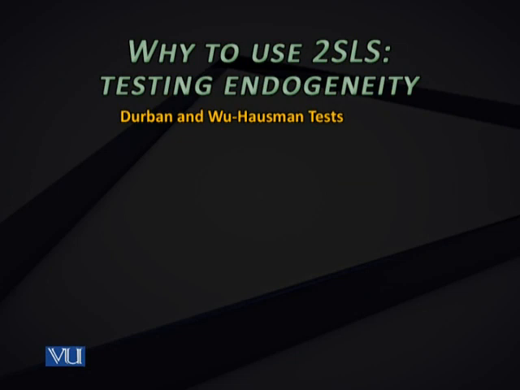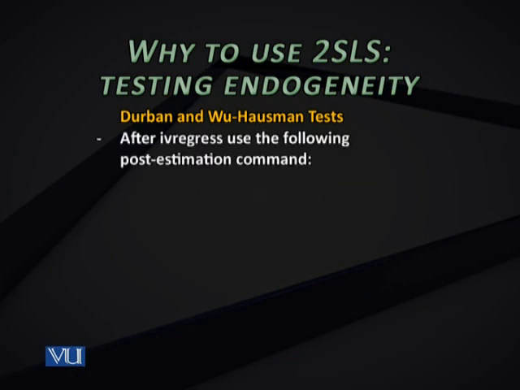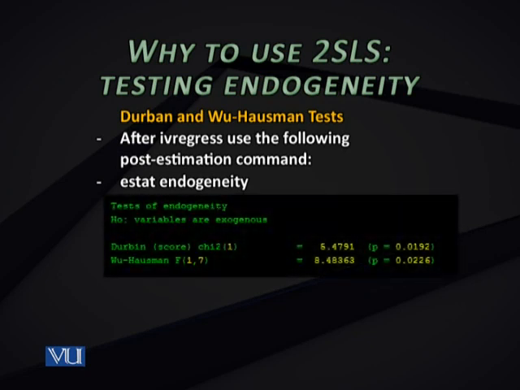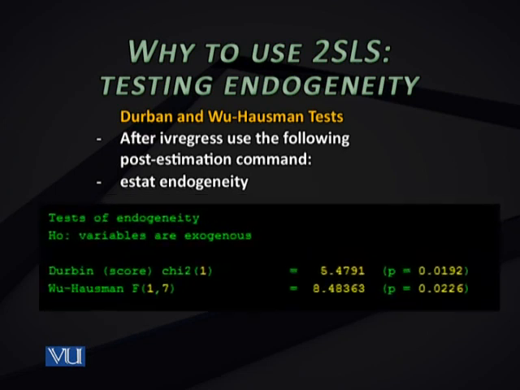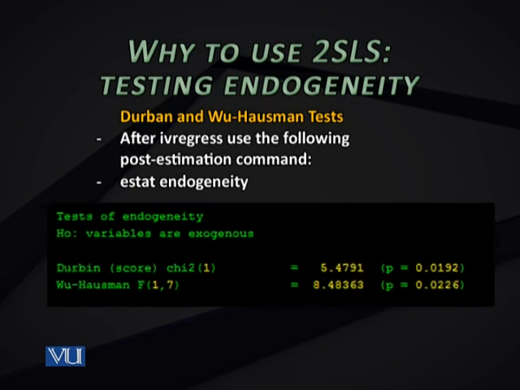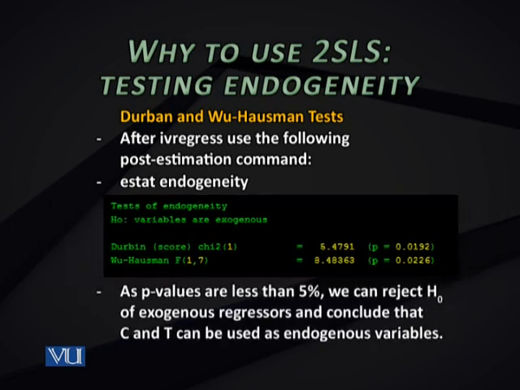The test is called the Durbin and Wu-Hausman test, and it is, as I told you, used after the IV regress command which you have been using. The command is estat endogeneity, and the results are given below it. So this is a test of endogeneity where the null hypothesis is that variables are exogenous. That means the variables are not endogenous. So the Durbin score chi-square is 5.47 with a p-value of 0.01. We can reject H0, and the Wu-Hausman F value is 8.48 with a p-value of 0.02. So as both the p-values are less than 5%, we can reject H0 of exogenous regressors and conclude that the variables are in fact endogenous.